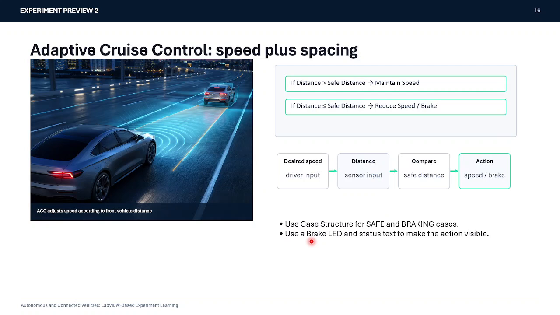Then adaptive cruise control. It not only regulates the speed, you also want to maintain the distance. If the distance is greater than the safe distance, it maintains speed. If the distance is less than or equal to it, you have to reduce the speed or apply the brake. So that is the second experiment, adaptive cruise control.